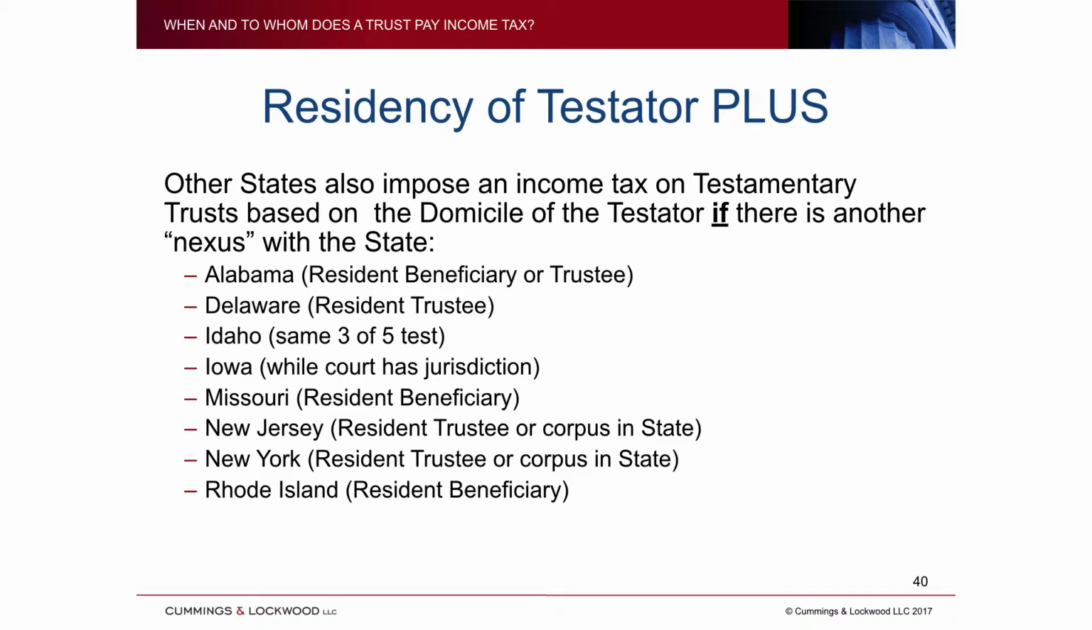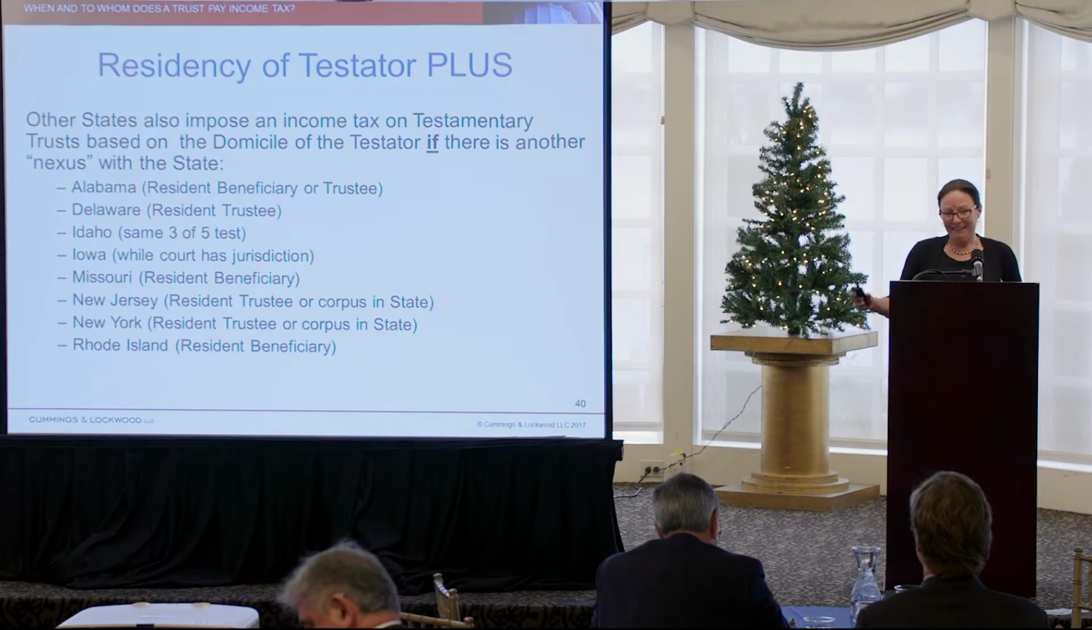I'm not even going to talk about this slide because it's exactly the same as the other slide that we talked about with the inter vivos trusts, with the exception of the defecting states of Connecticut and Michigan, except to say there's Idaho again, and we love Idaho because Idaho is aggressive.